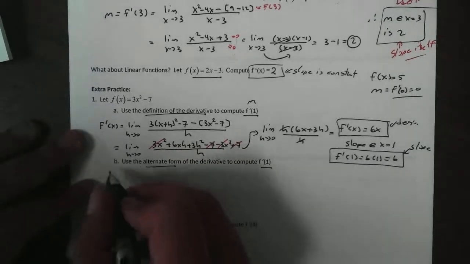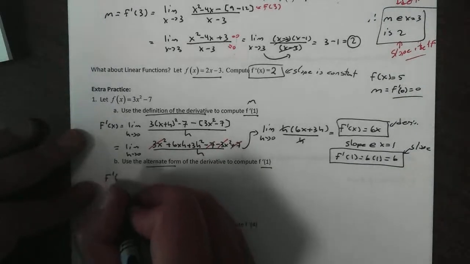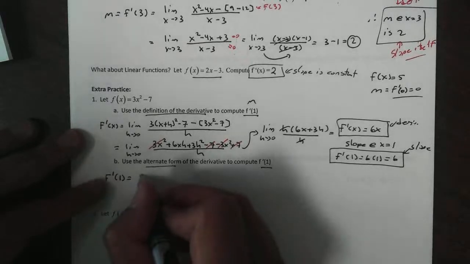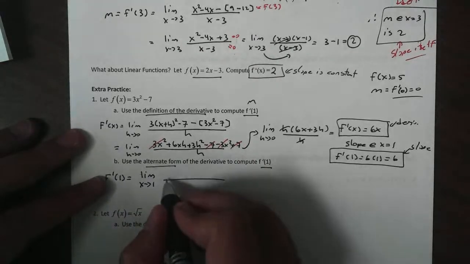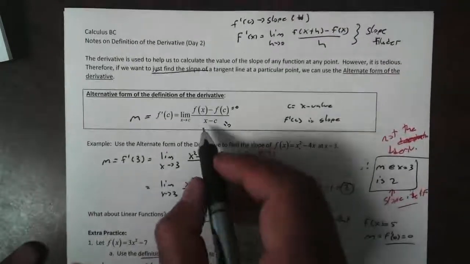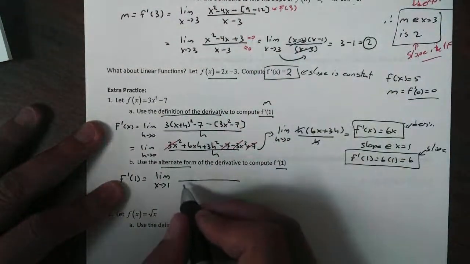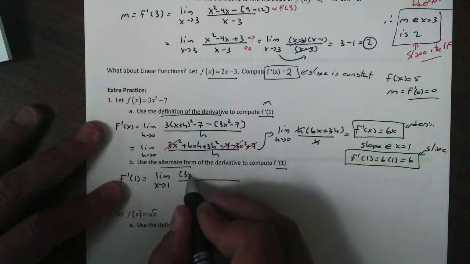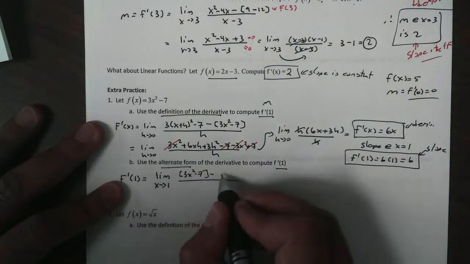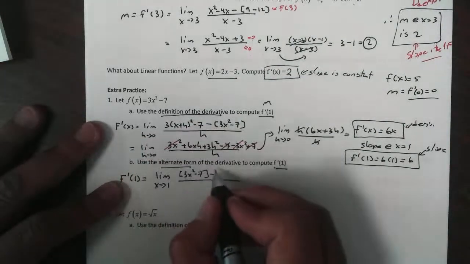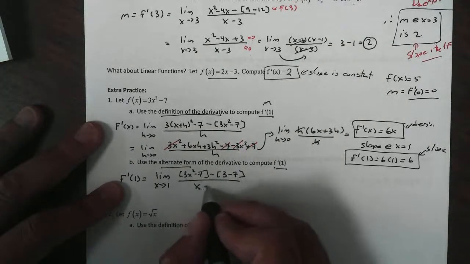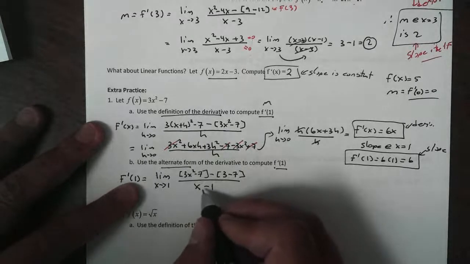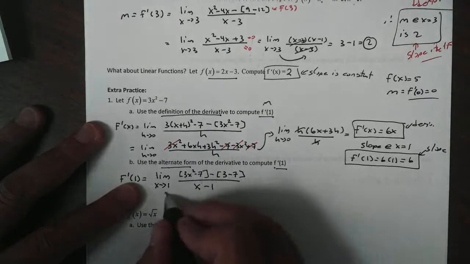And watch what happens. When we take f prime of 1, my alternate form says this just becomes the limit as x approaches c, which in this case is 1. And this has become f of x. Remember my rule up here. There it is, f of x, the original function, 3x squared minus 7 minus the value at 1. And I can do this, 3 minus 7 over x minus c, which is 1. Be careful, don't do x minus 8, it's x minus 1, because there's my c value.